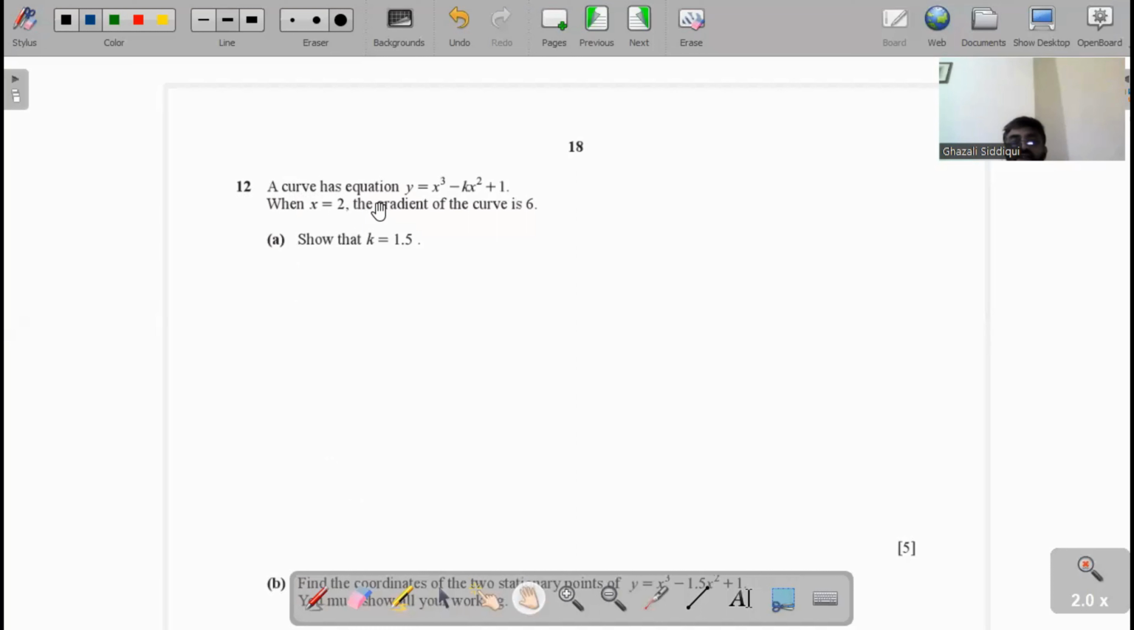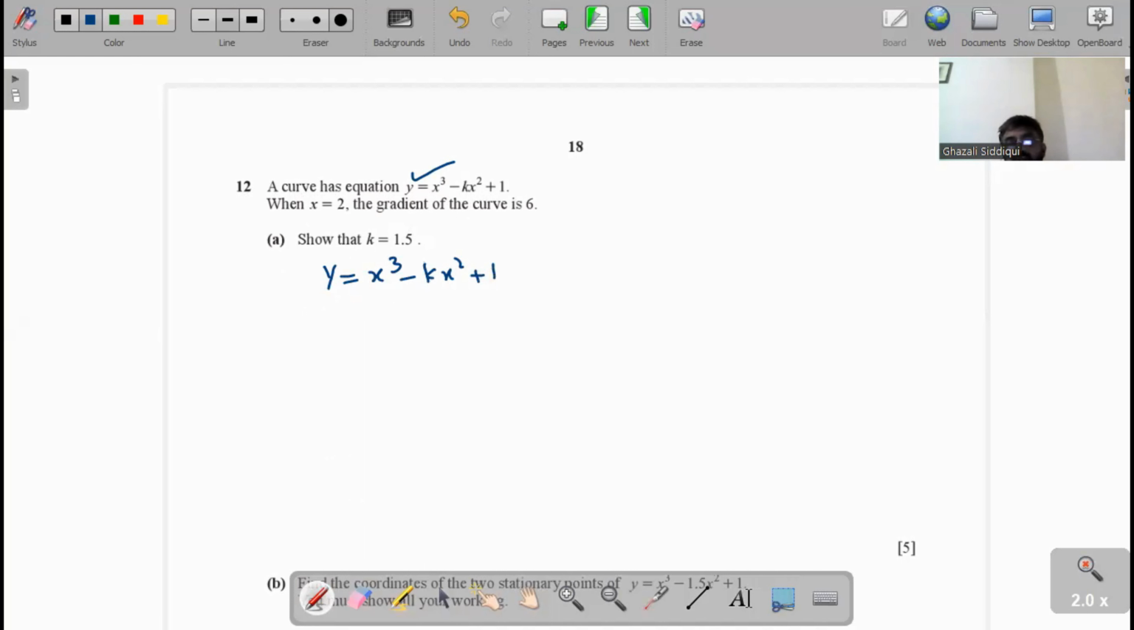Question 12, a curve has equation y equal to x cubed minus kx squared plus 1. When x equal to 2, the gradient of the curve is 6, show that k equal to 1.5. Now this is the equation of the curve. To find the gradient of this curve, we differentiate it. Here y equal to x cubed minus kx squared plus 1.